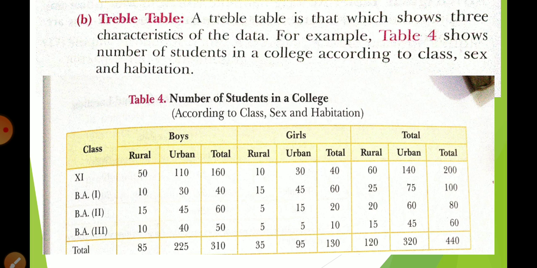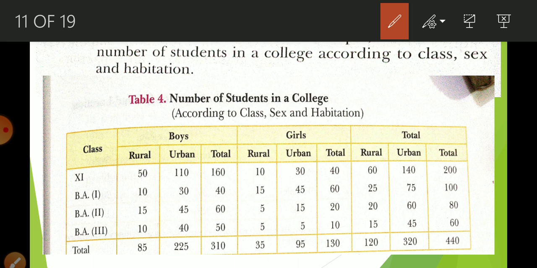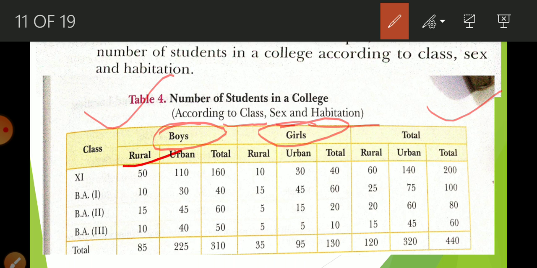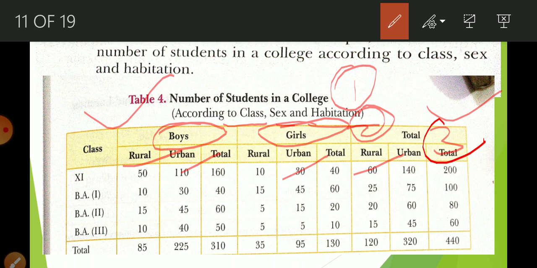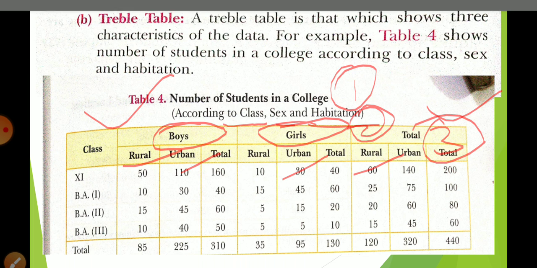Now the triple table. Triple means three. When three characteristics are explained, this is your triple table. Here you can see the same table is represented on the basis of class, then sex, then habitation. So boys, girls, urban, rural on the basis of habitation. Now it becomes 1, 2 and 3. So on the basis of three characteristics the data are represented. So this is triple, threefold.